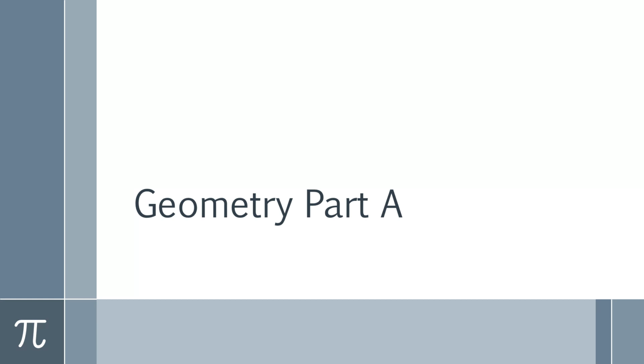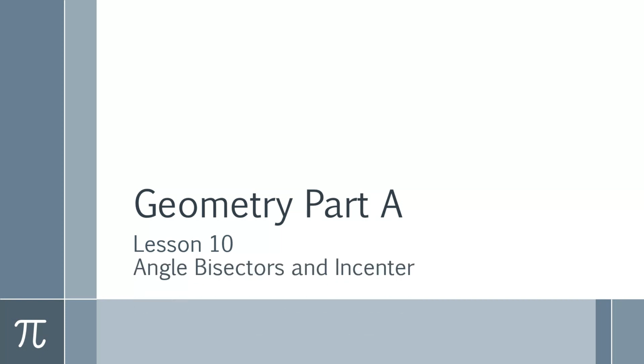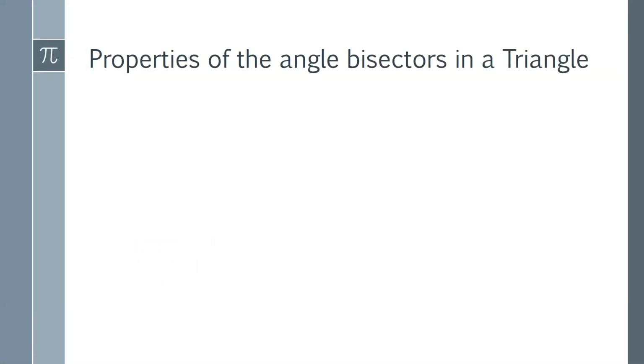This is Mr. Rowe. We're looking in geometry part A. This is lesson 10, and we're going to talk about the angle bisectors and incenter of a triangle. So let's take a look at what we have to do. Remember, all this information is covered in the lesson content as well. So please take notes and then compare how we explain it in words with how we explain it verbally.